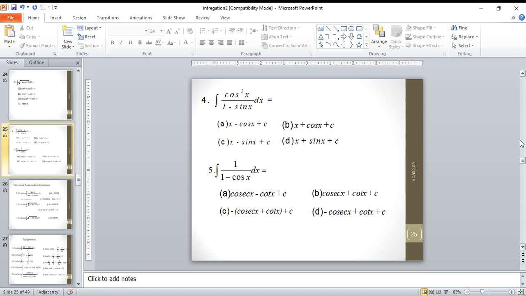So the fifth one is integration of 1 by 1 minus cos x dx. 1 by 1 minus cos x.